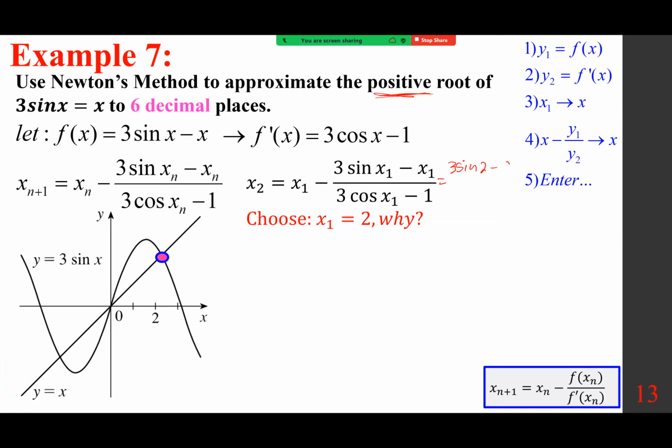So 3 sine 2 minus 2 over 3 cosine 2 minus 1. And as I mentioned, it's in radians. You put it into a calculator, it gives you this answer.